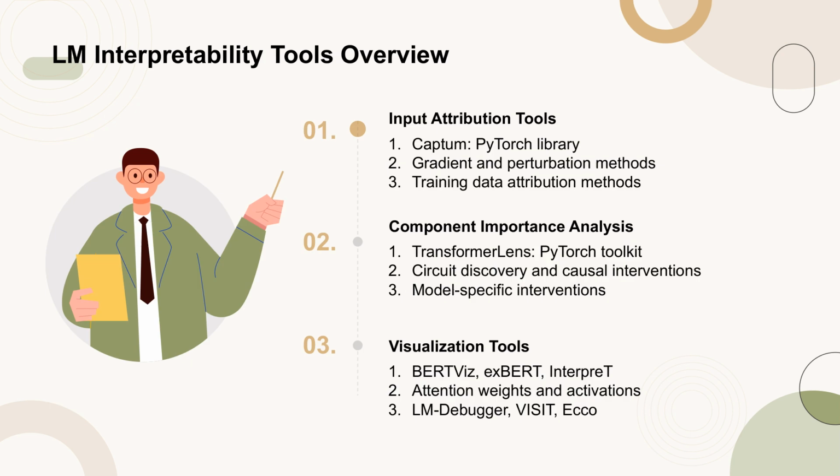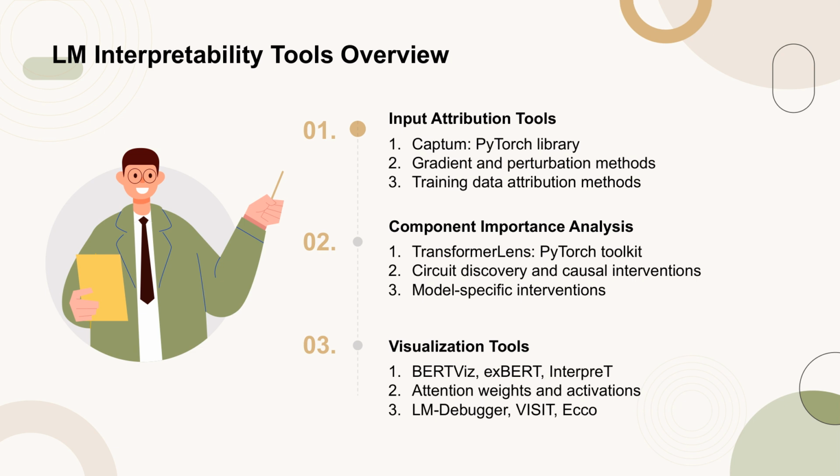This slide provides an overview of various tools designed to facilitate interpretability studies on transformer-based language models, LMs. We start with input attribution tools like Captum, which supports several gradient and perturbation-based methods for any PyTorch-based model. Moving on to component importance analysis, TransformerLens is highlighted for its role in circuit discovery and causal interventions, balancing complexity with broad support for various pre-trained LM architectures. Lastly, visualization tools such as BertViz, exBERT, and Inseq are discussed for their capabilities in visualizing attention weights and activations within transformer-based LMs.